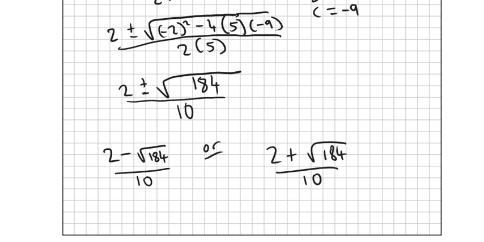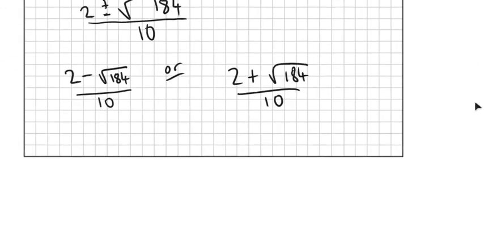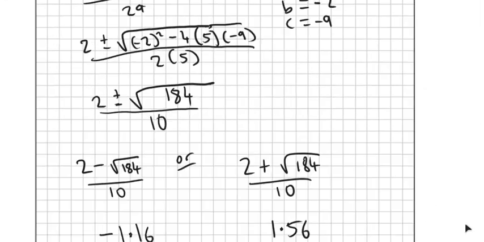And then they ask us to give the answer to 2 decimal places. So the first answer, the plus one, will be 1.56. That's when you round it off. And then the other answer is minus 1.16. That's when you round it off as well. So those are our 2 answers to 2 decimal places, and that's it. That's all for question 3.